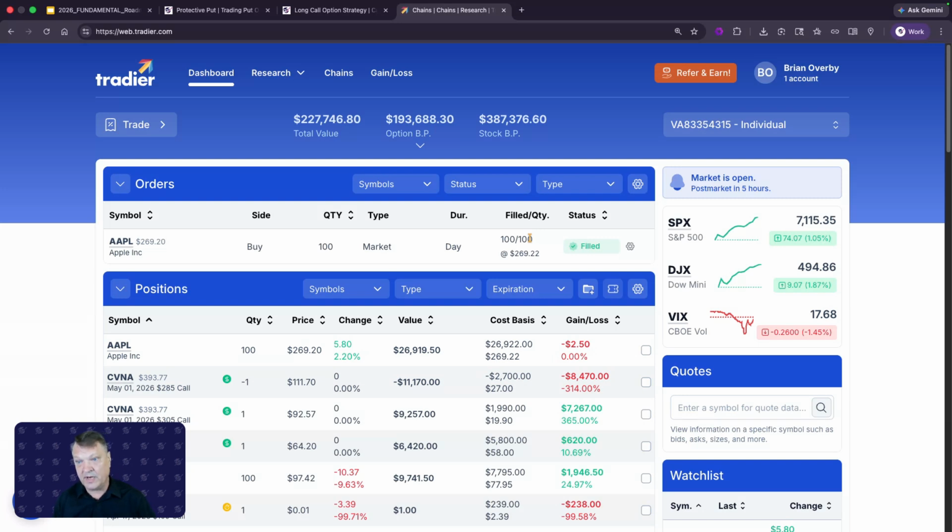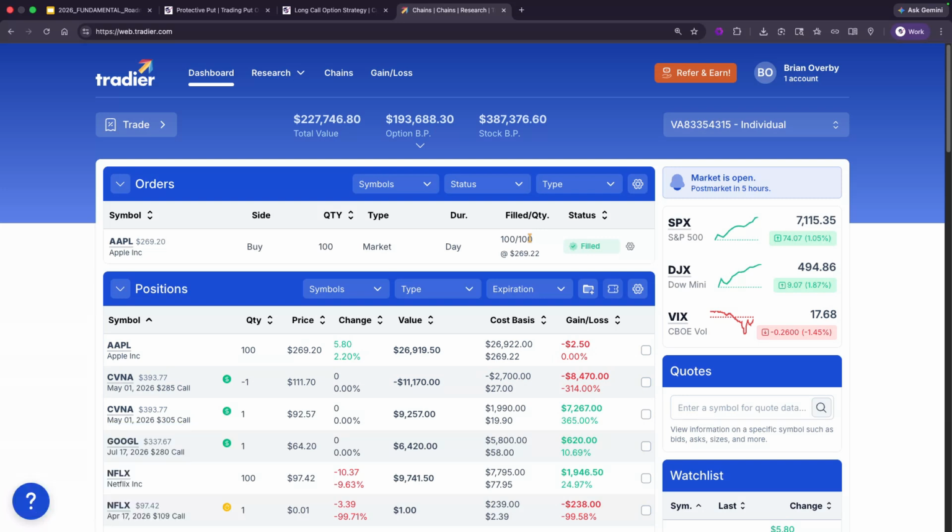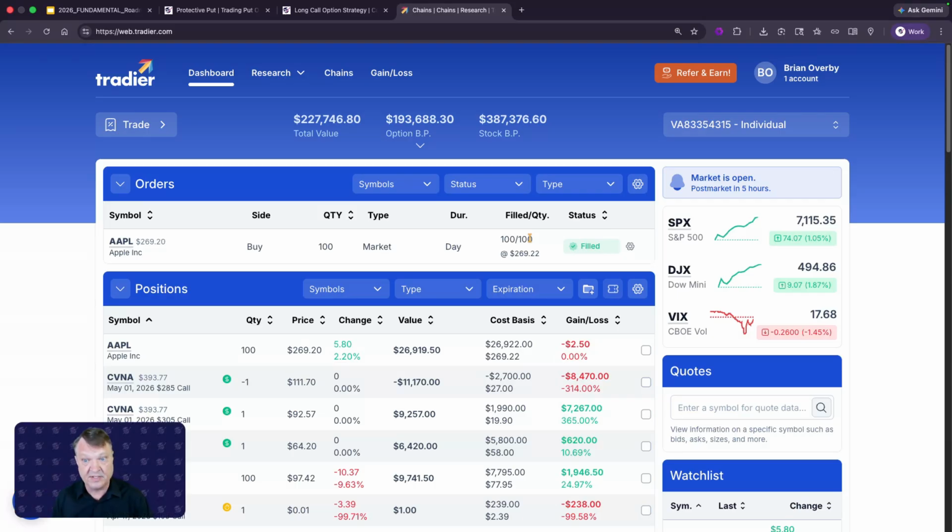I already went into the Tradier paper trading account on Tradier.com. You can sign up for this account too along the way, and you can actually execute these trades as your step in the roadmap to learn how to trade options.